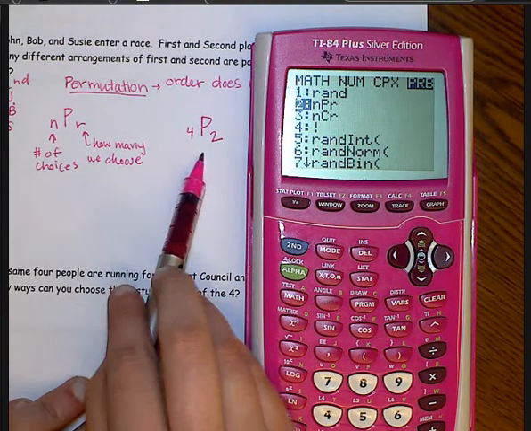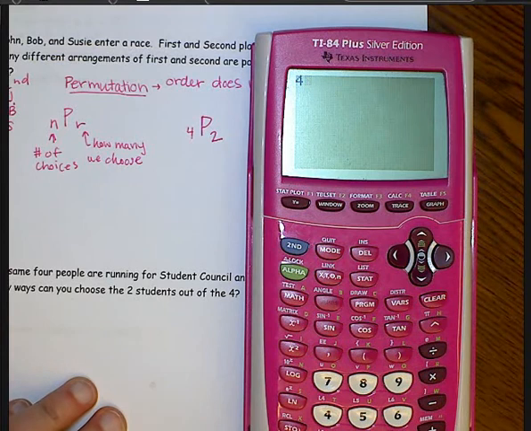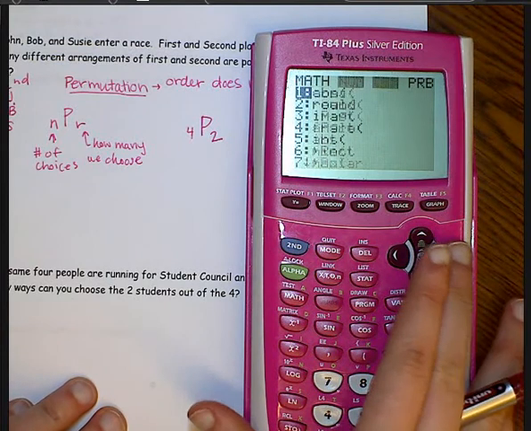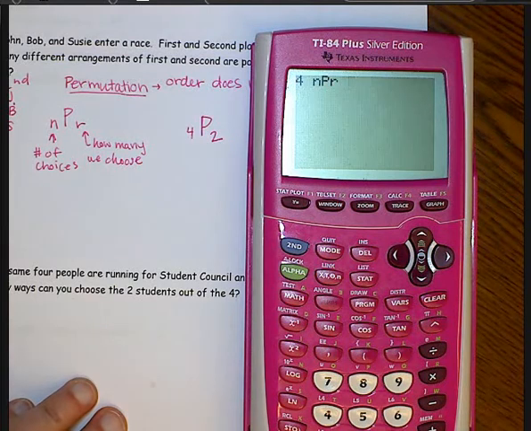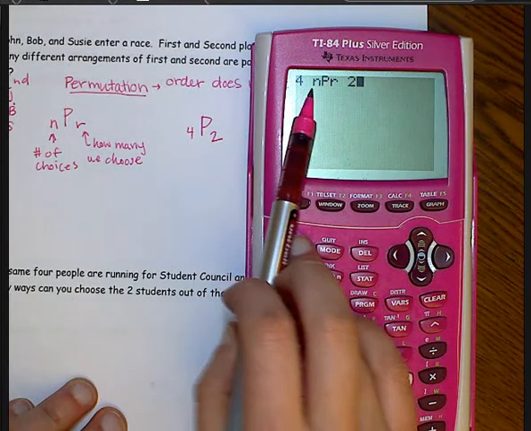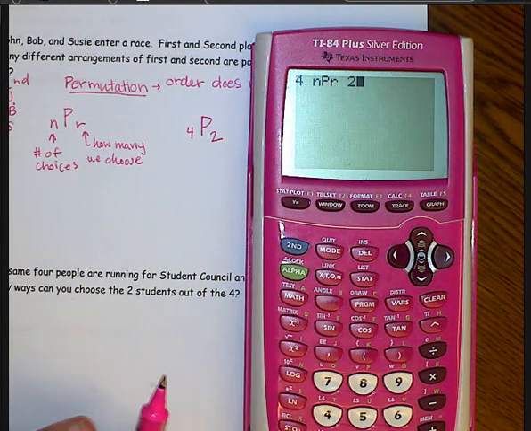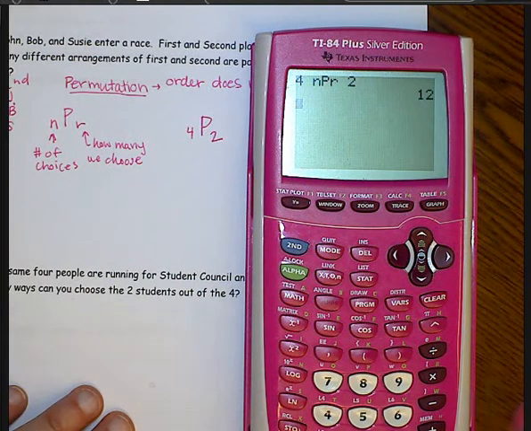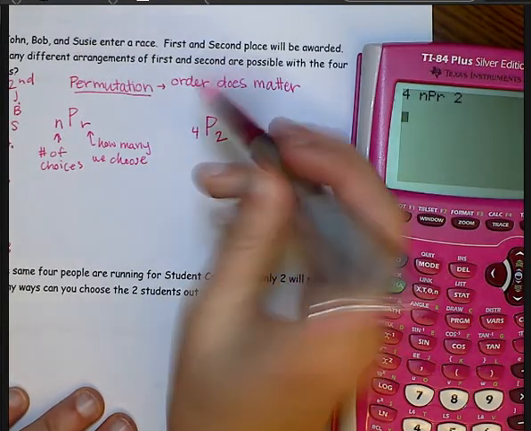So I'm going to quit and type in 4 in front, then go to Math, probability, 2 for nPr, and for the r, I need to have a 2. So again, 4 for the n, 2 for the r. So the 4 and the 2 are in front and behind. If I press enter, you can see that that also gave me 12 total possibilities. So you can write this as equals 12.